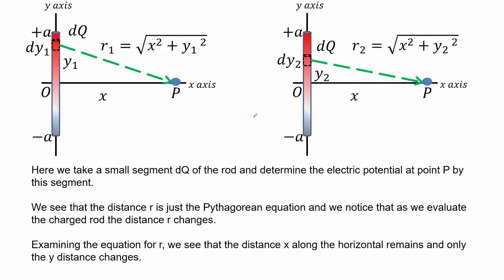Here we take a small segment dq of the rod and determine the electric potential at point P by the segment. We see that the distance r is just the Pythagorean equation, and we notice that as we evaluate the charged rod the distance r changes. Examining the equation for r, we see that the distance x along the horizontal remains and only the y distance changes.